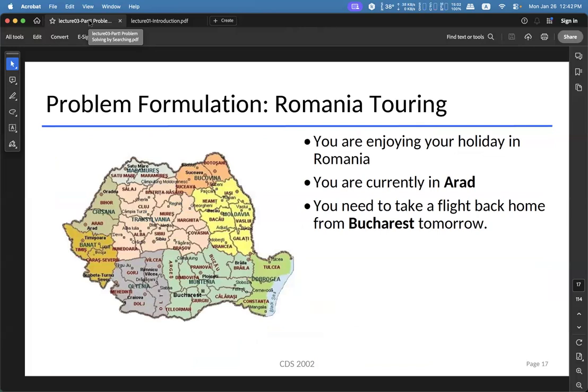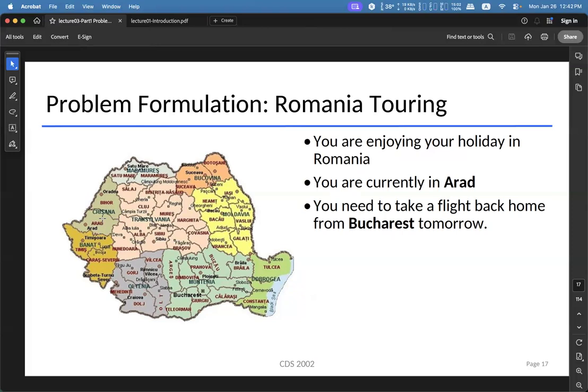Imagine now you are enjoying your holidays in Romania, and you are in the city of Arad. I'm not sure how this is pronounced, I hope I do not pronounce it wrong. You are now located in Arad. This is the map of Romania, and you are located in this city, and you need to take a flight back home from Bucharest tomorrow.